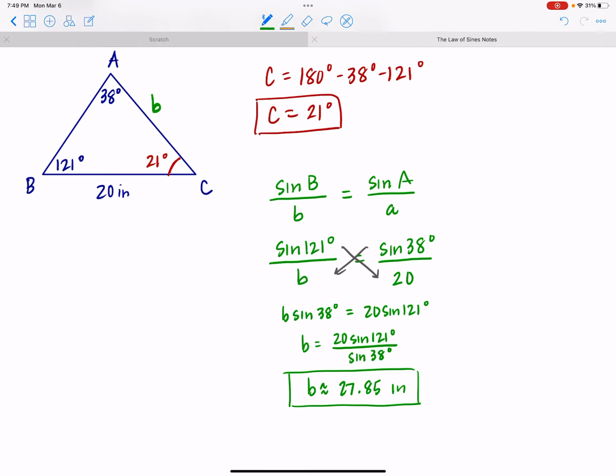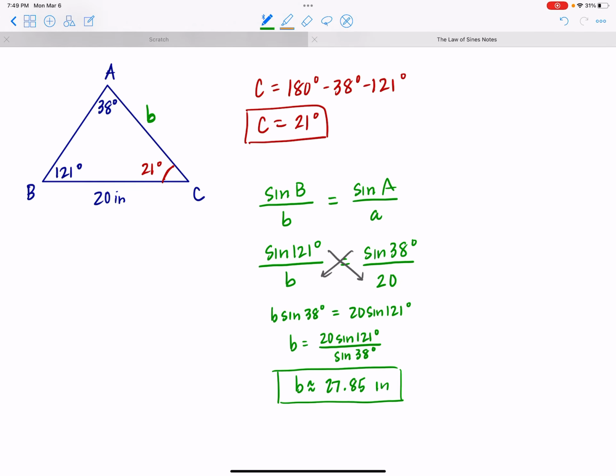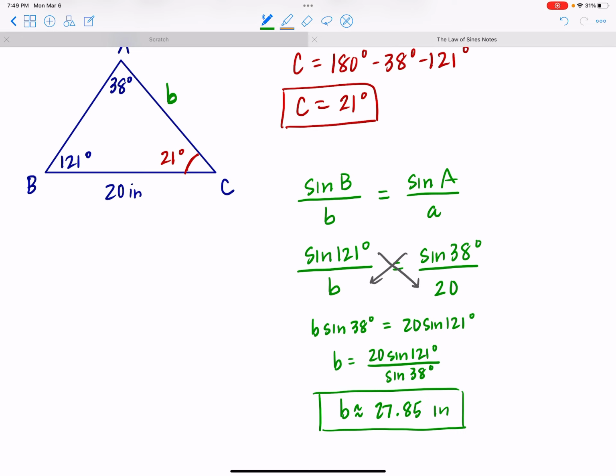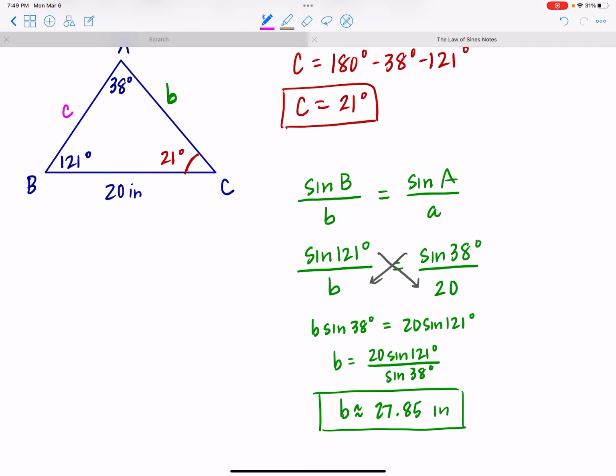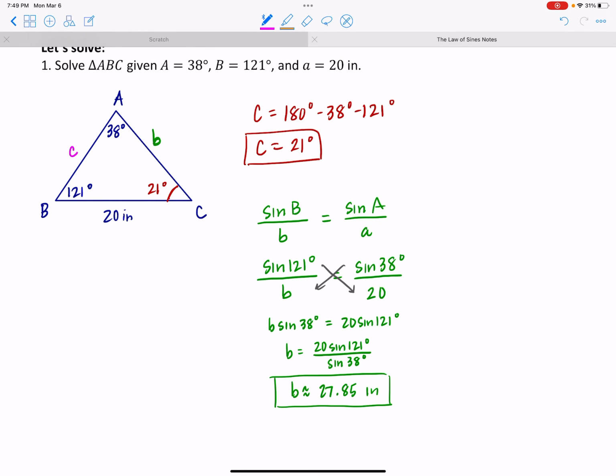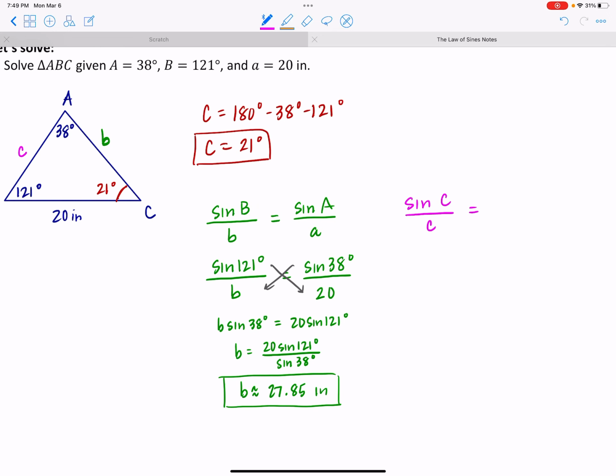So then the last piece would be to find the other missing side. I have lots of options. I want to avoid using B because that's an approximation. So if I want to, let's say next, find side C, again, part of my formula says if I write a ratio for the sine of angle C to its corresponding side length C, it's got to be equal to sine of B over B or sine of A over A, but I don't want to use B because again I approximated that value. So I'm going to stick to the sine of A over A.